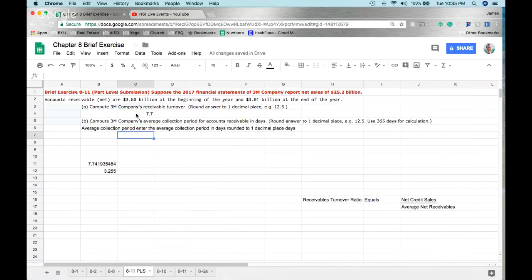All right, next question. Compute 3M's company's average collection period for accounts receivable in days. Round to 1 decimal place. Use 365 days for calculation. Enter the average collection period in days rounded to 1 decimal place of days.